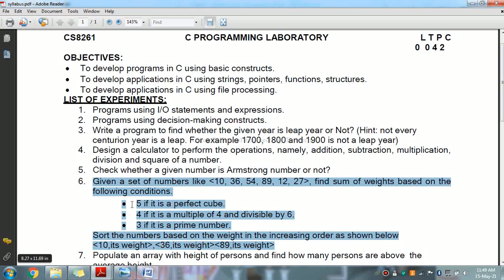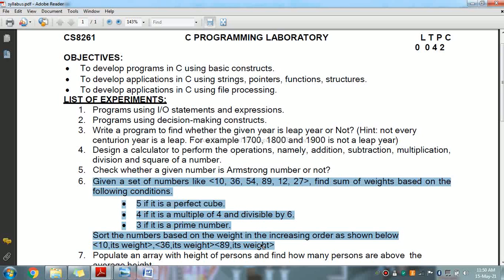So, first number 10: it satisfies none of the conditions, so the weight is 0. For example, 36: it is not a perfect cube and not a prime number, but it is a multiple of 4 and divisible by 6, so the weight is 4. Then 89, and its weight.